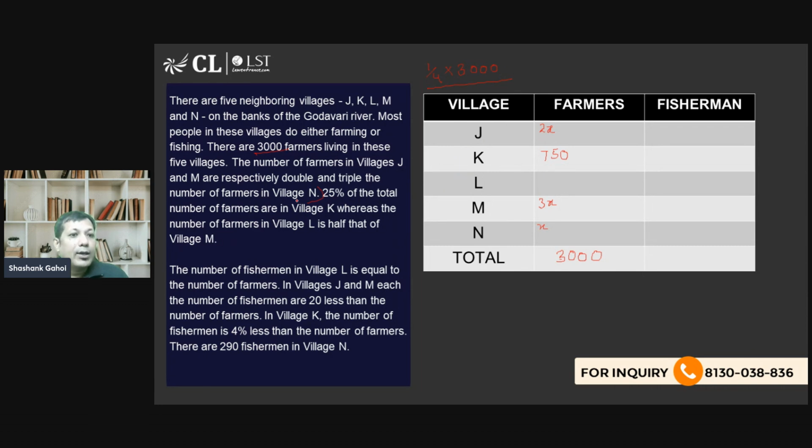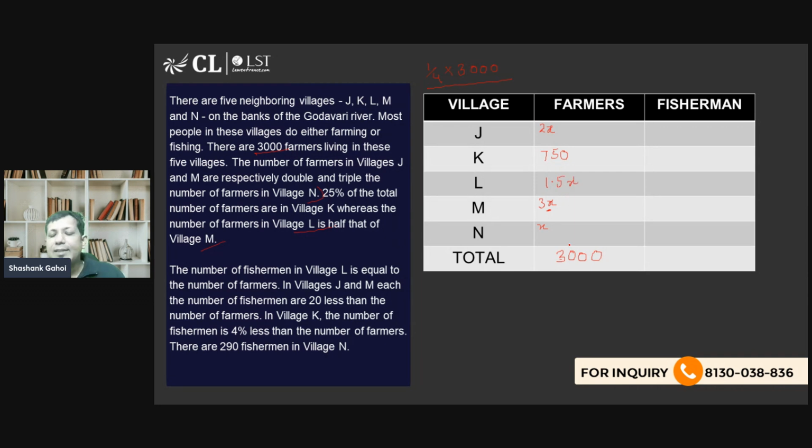Okay, what does it say? Whereas the number of farmers in village L is half that of village M. Okay, so how many farmers do we have in village M? That is 3x, and in village L, that is half the number. So 3x upon 2. So I can say it is going to be 1.5x.